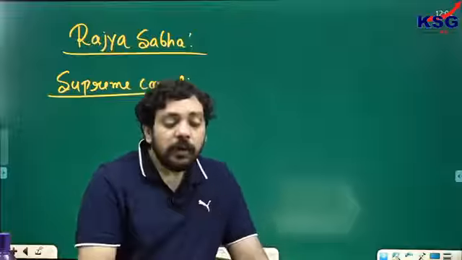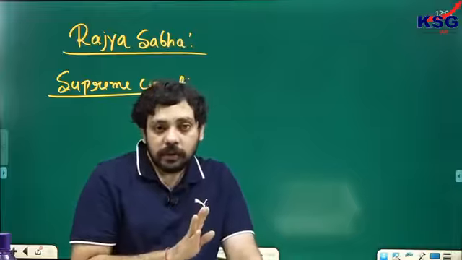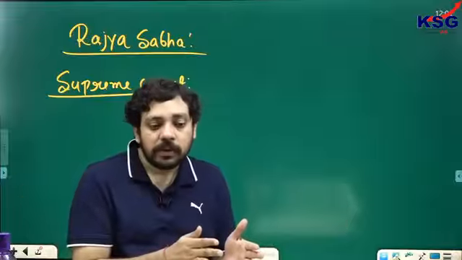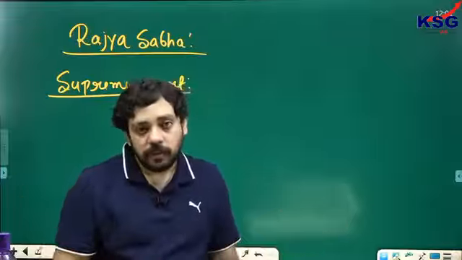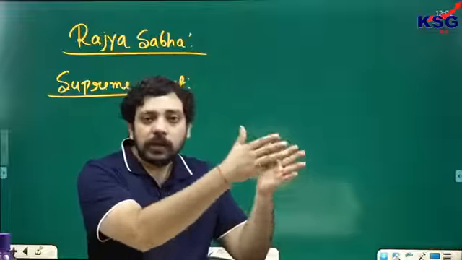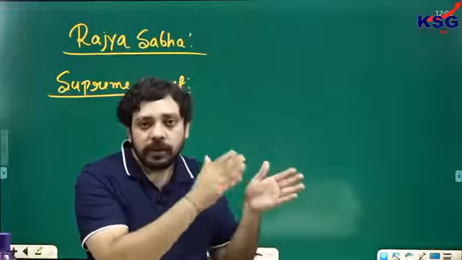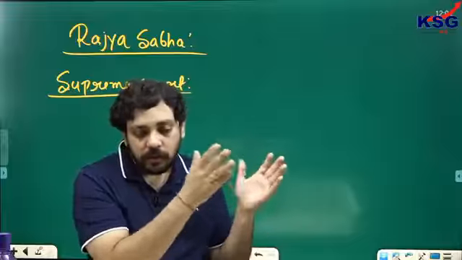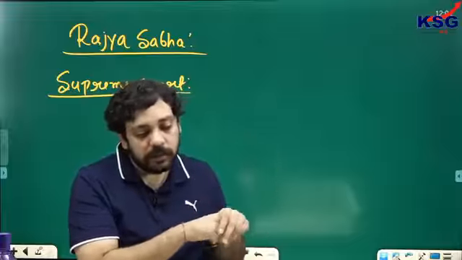A president can only nominate 12 members, right? There are many members in the Rajya Sabha and only 12 can be nominated by the president. So what happens to the rest of them? It's very simple. You like a person who has helped you. Take an example of Arun Jaitley, who was the finance minister of India in the first 5 years of the BJP government.